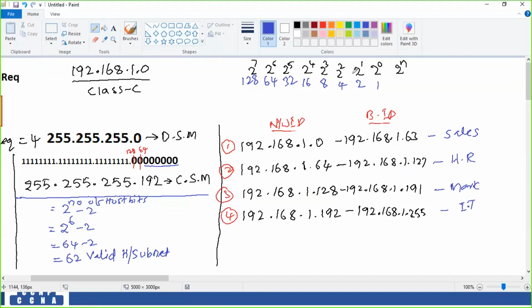Like I have assigned, now tell me: sales, HR, marketing, IT, will they communicate with each other? No, sir. Why? Because they are in different subnetworks. My requirement is that they should not communicate. But how many networks did I use? Only one network, and my requirement is satisfied. They are not communicating, so we minimize the wastage of IP addresses.